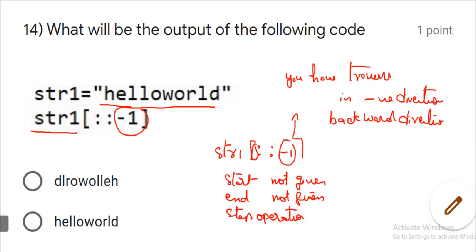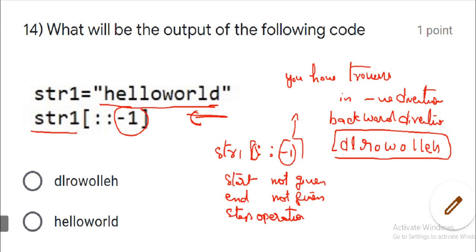That means first D will be printed. You are traveling in this direction, so what is the first element? D. What is the next element? L. Next R, O, W, O, L, L, E, H. So the reverse of the string will be printed. This indirectly indicates the reverse of the string.